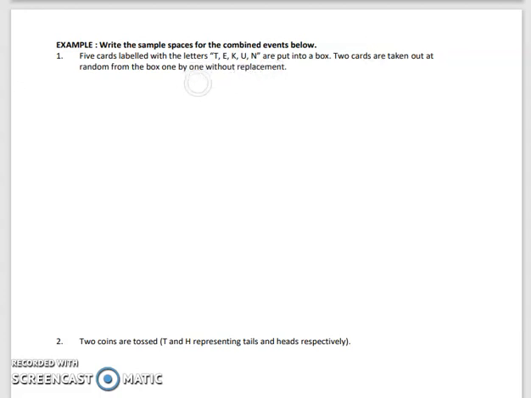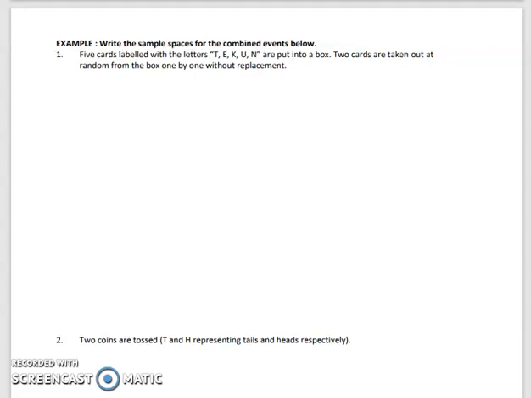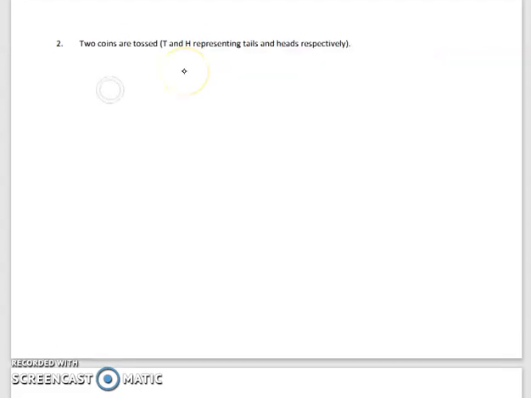Now let's look at a few examples on how to write the sample spaces for combined events. We'll start with example number 2. What are the possible outcomes when two coins are tossed? A coin will have two sides, right? We have the tail and the head, so letters T and H represent tail and heads respectively. What are the possible outcomes if we toss the two coins?